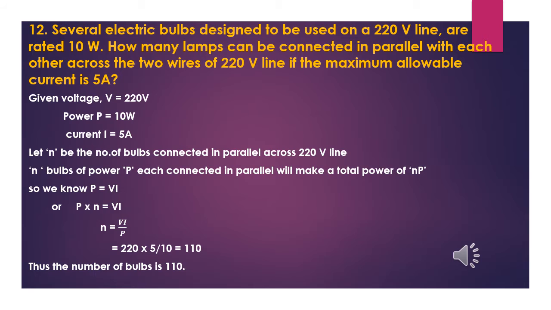So now let us form an equation. So P into N is equal to VI, or N is equal to VI by P. So we substitute the values here, that is 220 into 5 the whole divided by 10, and we get the answer as 110. So the number of bulbs that can be connected in parallel across the 220 volt line is 110.